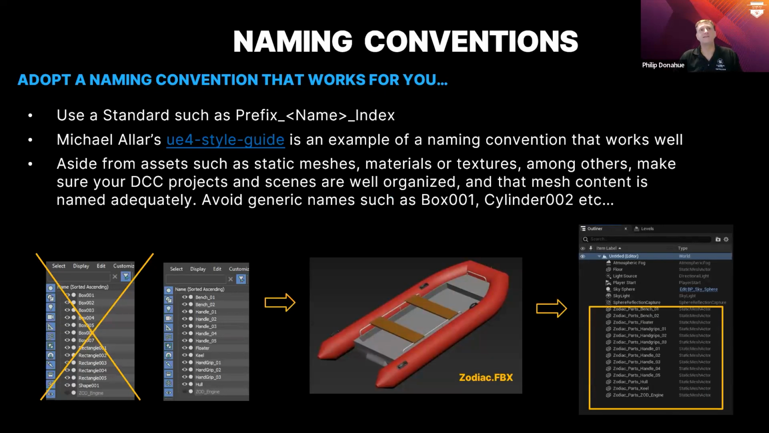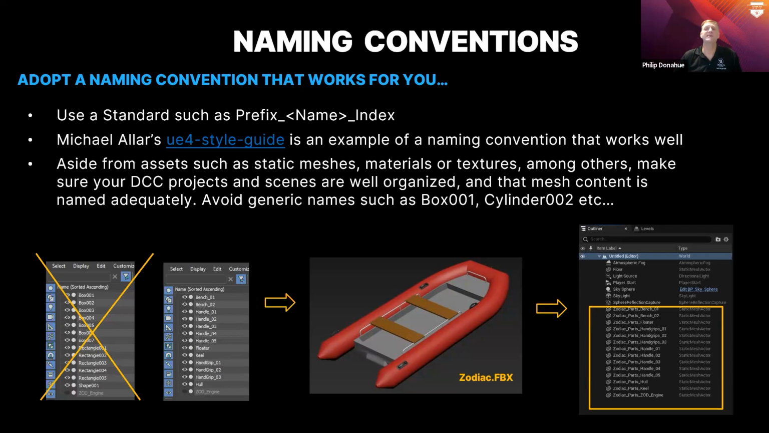So naming conventions. You're going to want to adopt a naming convention that works for you. Using the style guide is great. That way, everybody's on the same page. If you're trading assets or working with other people, it's a good habit to get into. And aside from assets like materials and textures, you want to make sure that your DCC projects and scenes are well organized.